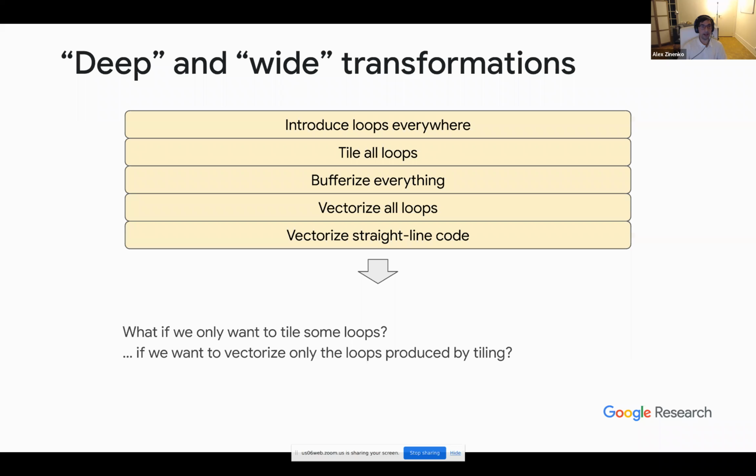So if you have a tiling pass, it will go through the entire module or per function in a module and try tiling all the loops. If you have vectorization, it will go through the entire module and try to vectorize everything. And it's not necessarily what we want.